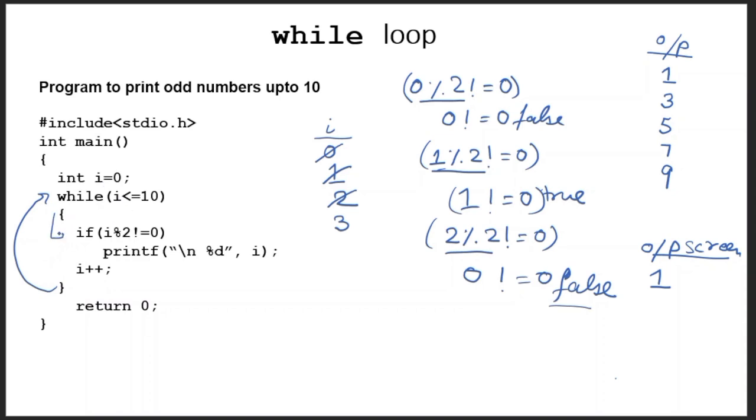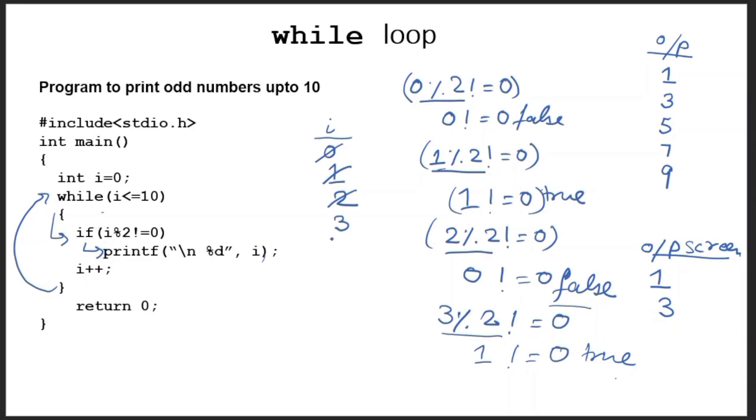We are going to enter the body of the loop, and again we will check 3 modulo 2 not equal to 0. 3 modulo 2, why? Because the remainder is 1. 1 not equal to 0. Condition is true. So if it is true, we will enter the if body, printf I. So what is I value? It is 3. So here 3 will be printed on the screen.